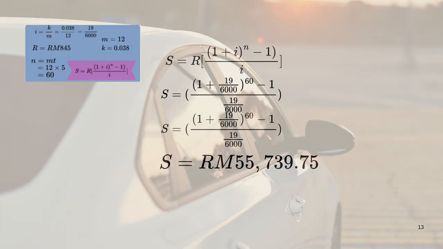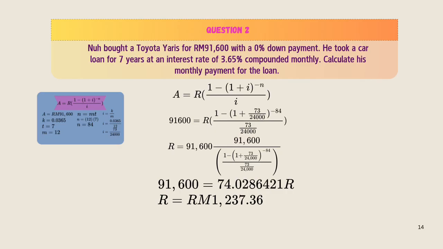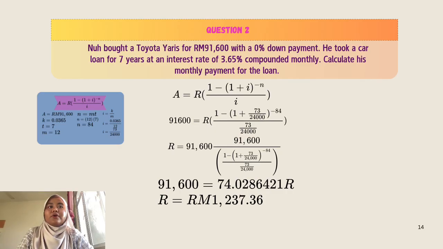S equals R bracket 1 plus I close bracket to the power of N minus 1 divided by I. So we get S equals 845 bracket 1 plus 19 over 6,000 close bracket to the power of 60 minus 1 divided by 19 over 6,000. And the final answer, we got S equals RM 55,739.75.